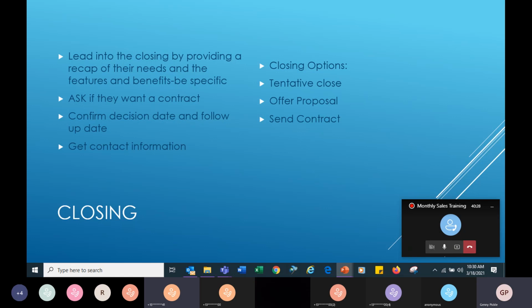One other thing that's important when you're doing your close is you've got to make sure you ask if they want a contract. Can I send you over a contract? Something along those lines.